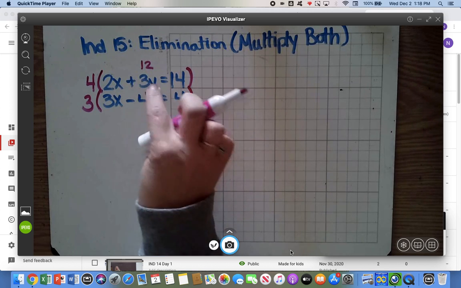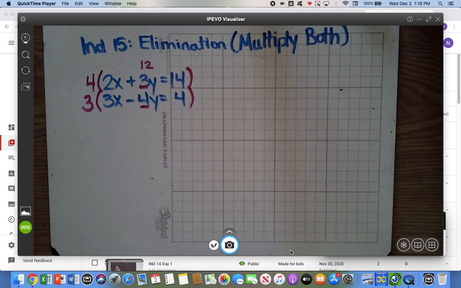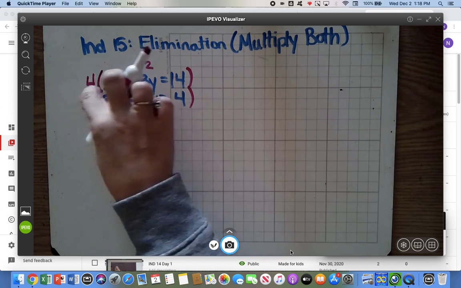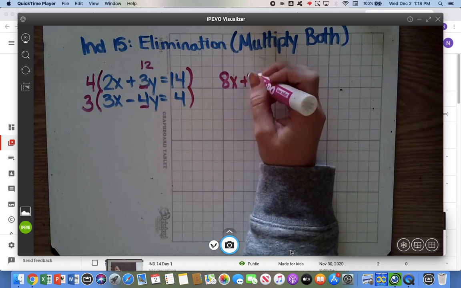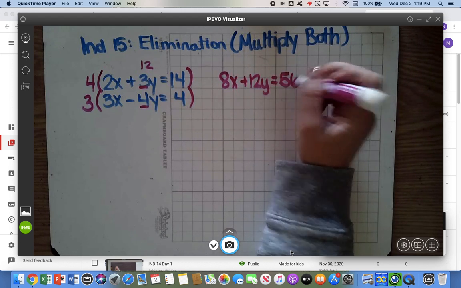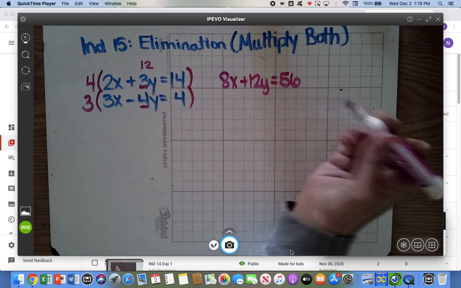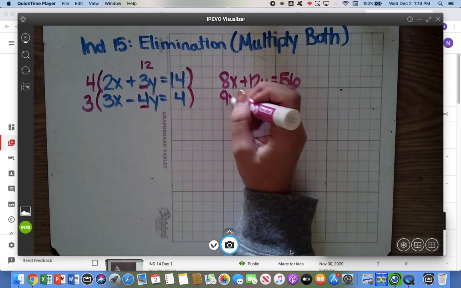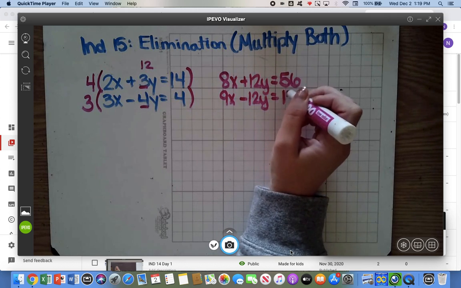So if you kind of see, whatever these numbers are, they're going to be flip-flopped on the outside. So you are going to multiply that top equation, every single thing, by 4. So we get 8x plus 12y equals 56. 14 times 4 is 56. Then on the bottom, multiply everything by 3, and we get 9x minus 12y equals 12.